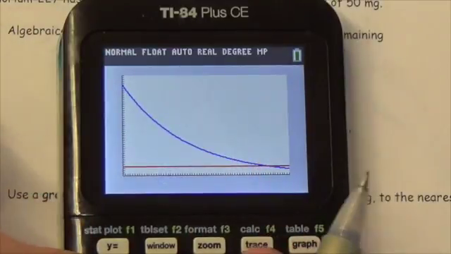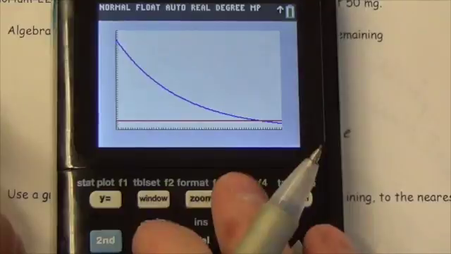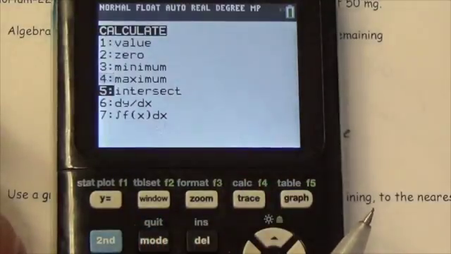So now I go into my calc menu here. Second trace gets me my calc menu. I'm going to look for the point of intersection.